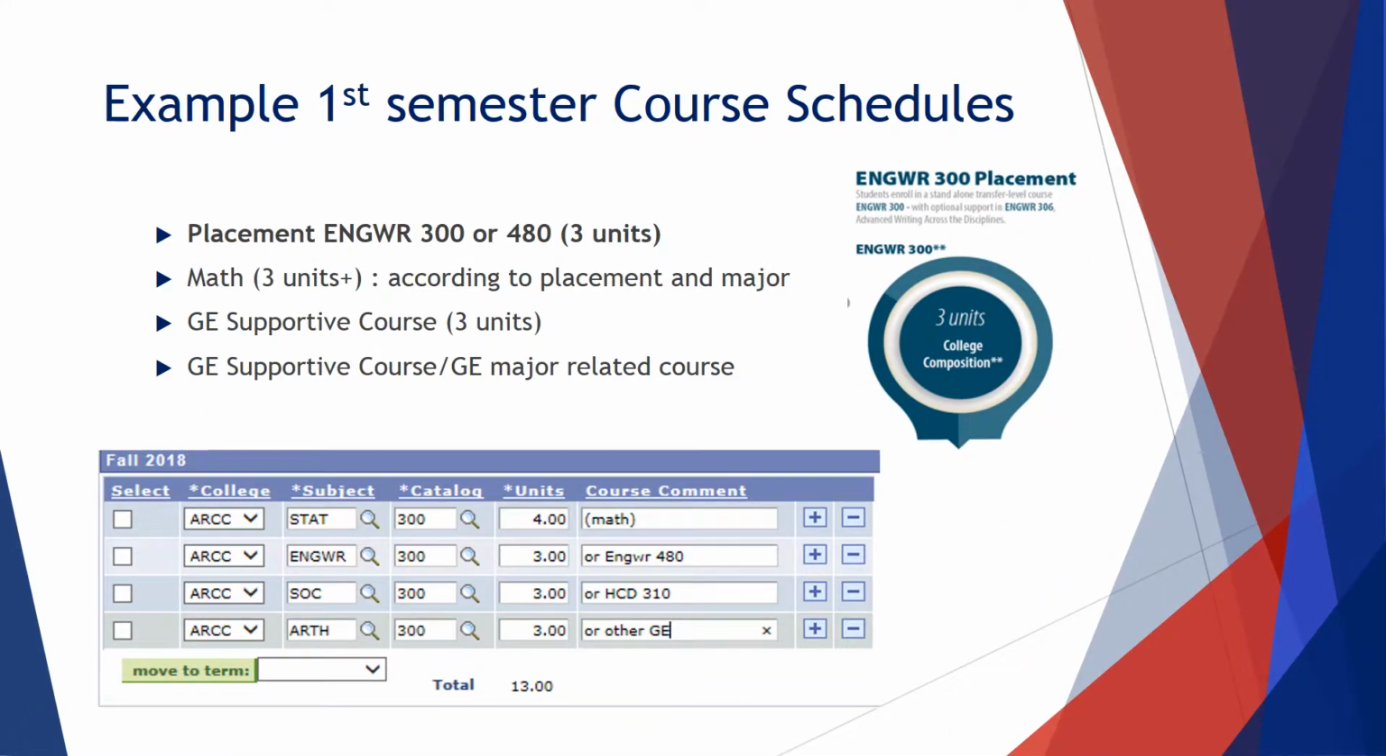If you placed into English Writing 300 or 480, you may take either. English Writing 300 is college composition, and 480 is honors college composition for those looking for a more challenging writing course. Along with English, it's recommended that you enroll in the math course you placed into and one or two additional general education courses.